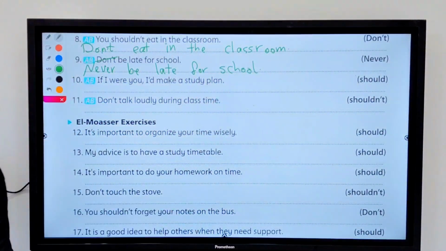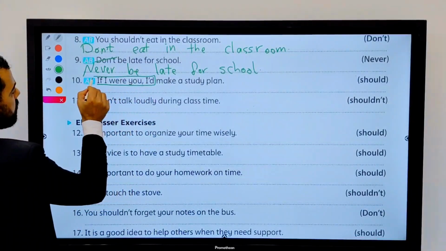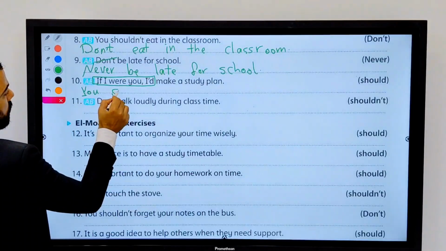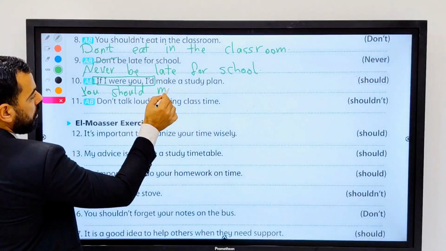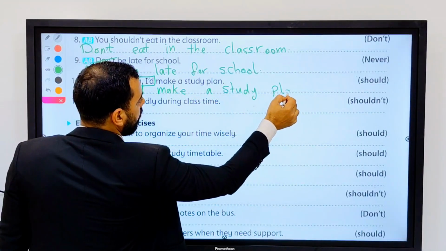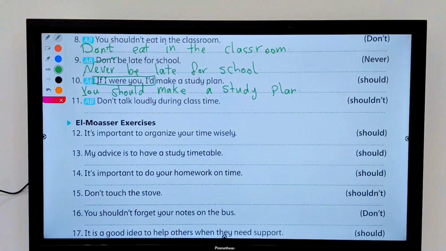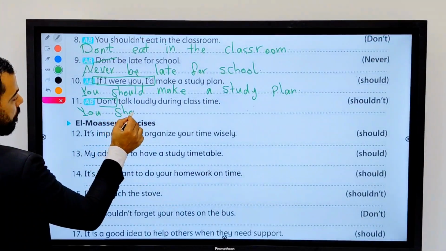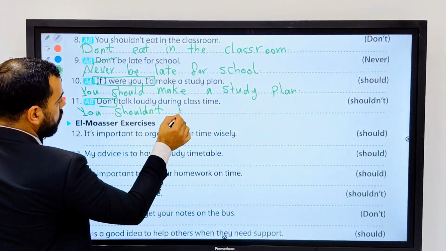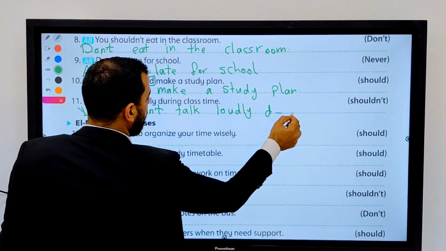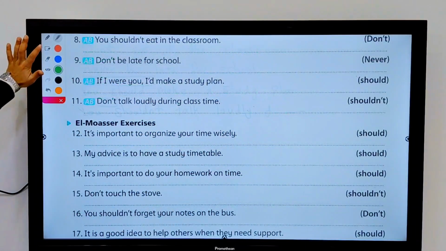If I were you, I would. This means that you should make a study plan. Okay, don't talk loudly during the class time. You shouldn't talk loudly during the class time.